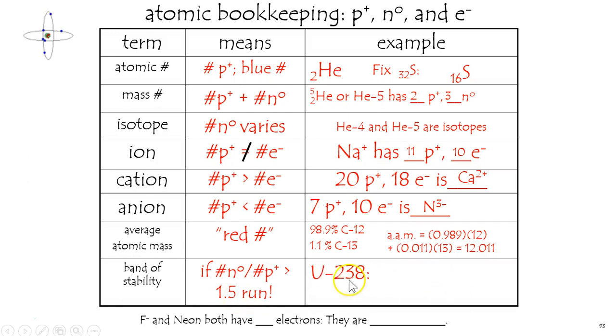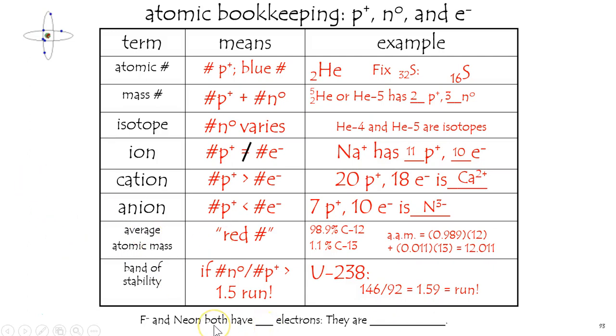Let's try it for uranium-238. Well, 92 of the units in that mass number came from the protons. The rest must be neutrons. I get 146. Do the math. Neutrons divided by protons. Yes, we are above 1.5. Run away. That thing is radioactive, giving off gamma rays, very dangerous.